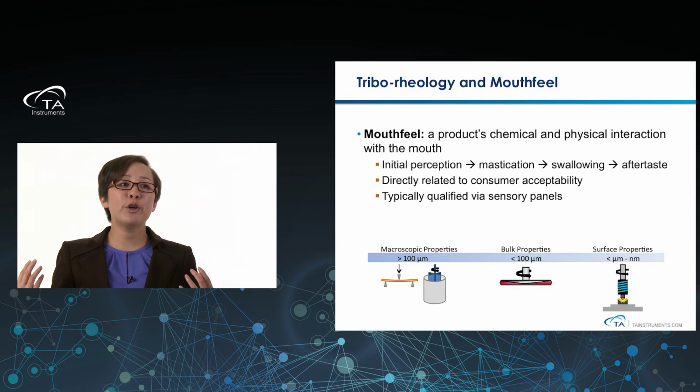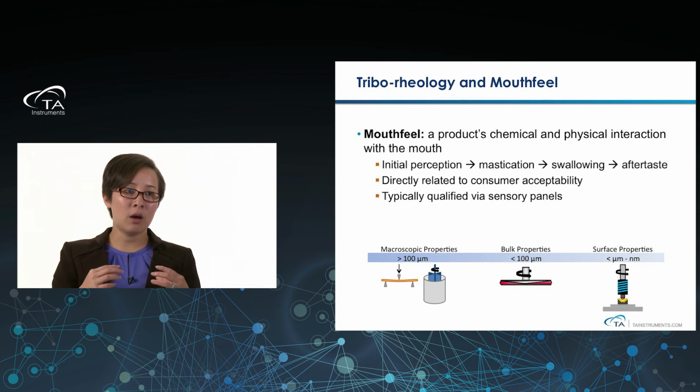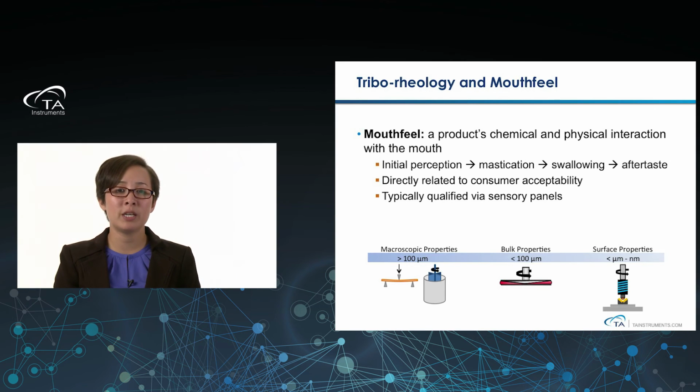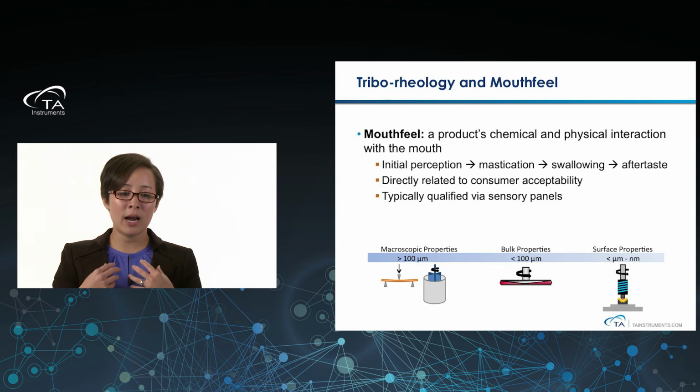So when we talk about food, we're looking at properties going from macroscopic all the way down to surface properties, because you have these hierarchies of length scales and structures inside of a food product. And as a consumer chews and swallows this food, those hierarchical structural scales are going to start breaking down.